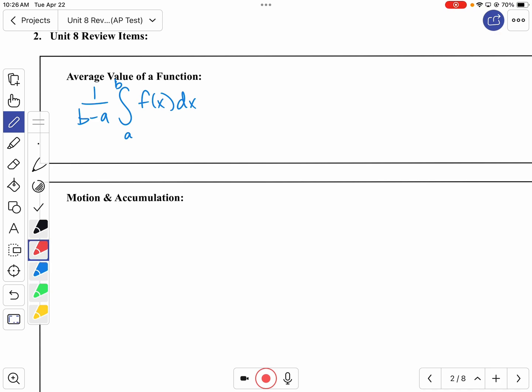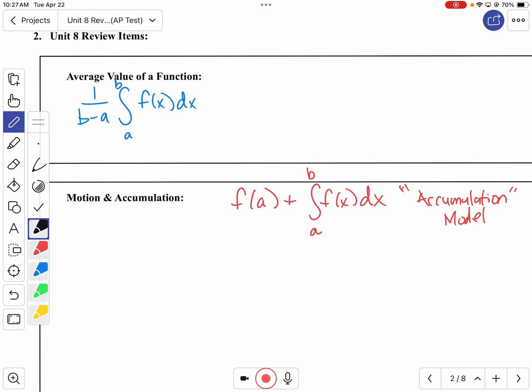Now, remember our accumulation model. Let's do accumulation first because I think it applies to everything else and it makes it a little bit easier to see. We do f at a plus the integral from a to whatever we're looking for of f of x dx. That's our accumulation model. We put in what we know. We go from the x value for what we know to what we're looking for, and we evaluate the integral. Okay, so that's our accumulation.